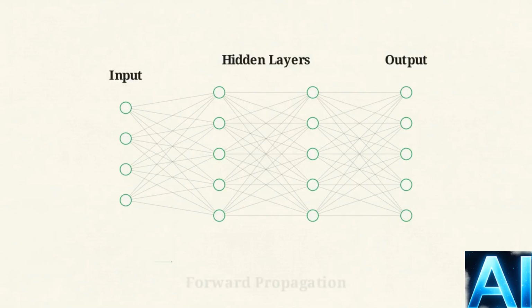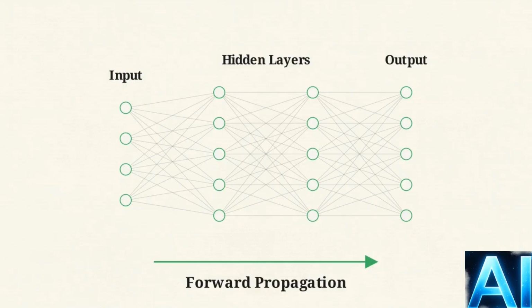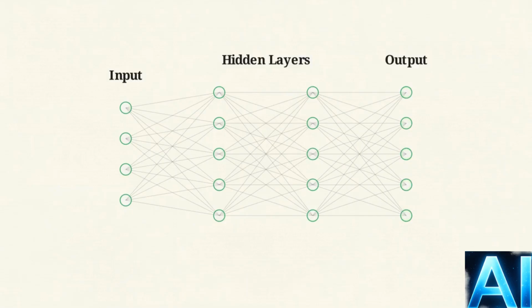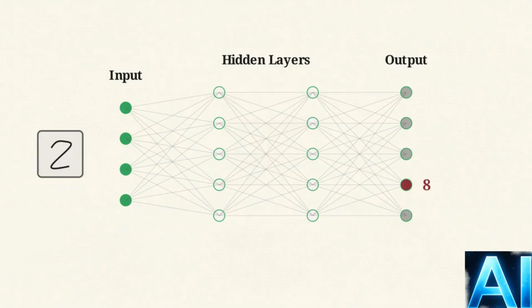During forward propagation, data flows strictly from left to right. It starts at the input layer, gets transformed by tunable weights and biases inside the hidden layer, and finally arrives at the output layer. But let's assume this network is completely untrained. We feed it an image of a 2, the data cascades forward, and the final prediction is completely wrong. A red node lights up, indicating the network guessed an 8.